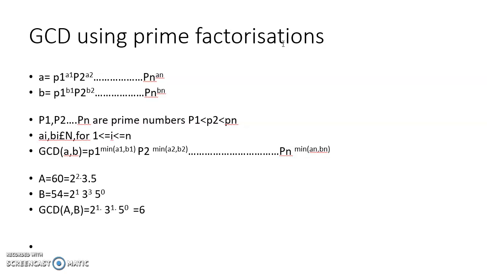For the numbers 60 and 54 we have to find the GCD. So 2 raised to minimum of 2 and 1, that is 1. Then 3 raised to the minimum of 1 and 3, that is 3 raised to 1, and 5 raised to the minimum of 1 and 0, that is 5 raised to 0. So GCD of 60 and 54 is 6.